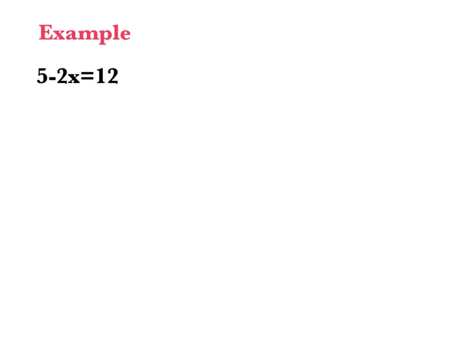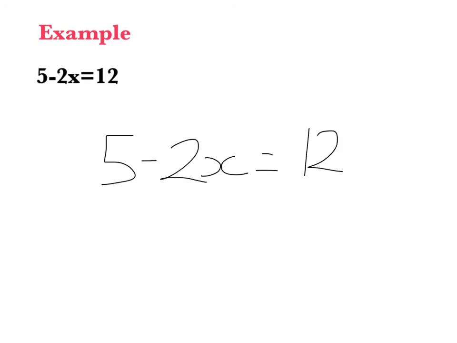Okay, let's look at the next example. 5 subtract 2x is equivalent to 12. I need to take the 5 away first. So 5 subtract 2x.